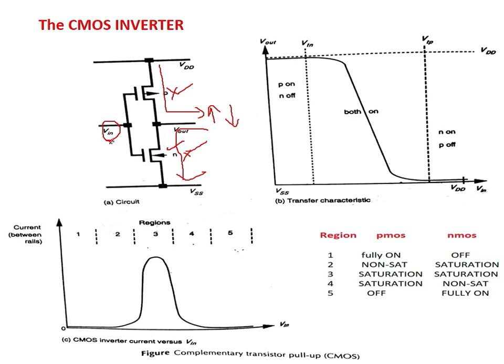Okay, so for low input you are getting high output, for high input you are getting low output. So like this it can act as an inverter. Among all these inverter circuits, the CMOS inverter is more preferred.